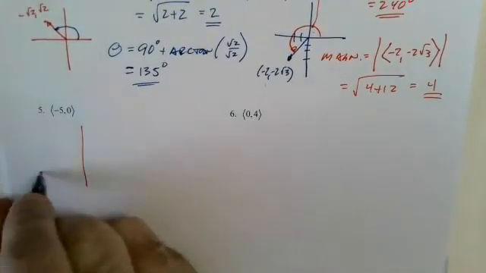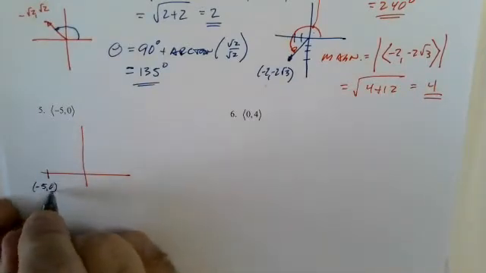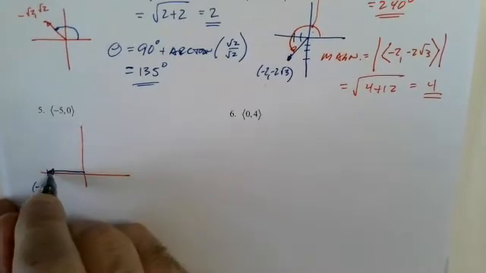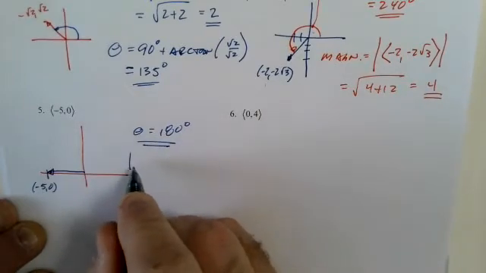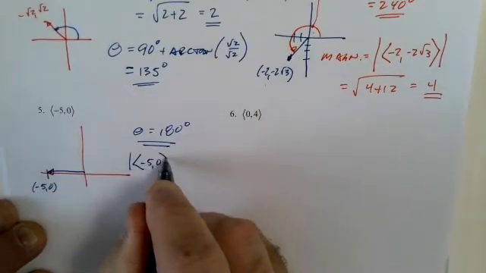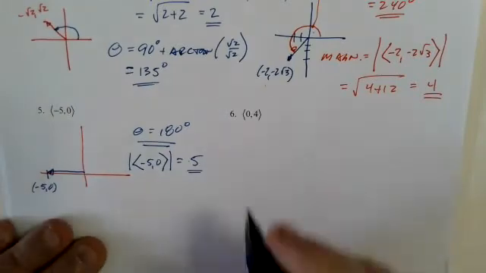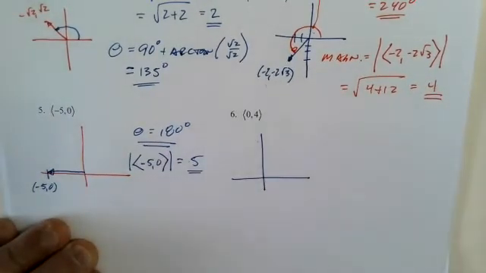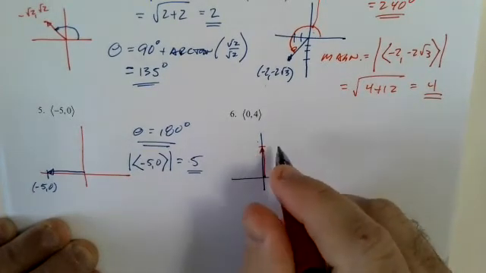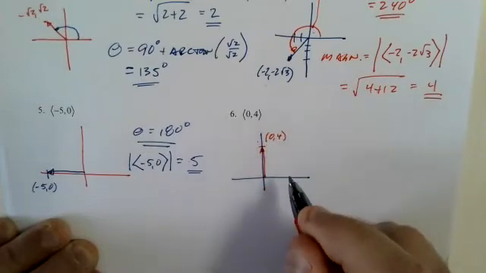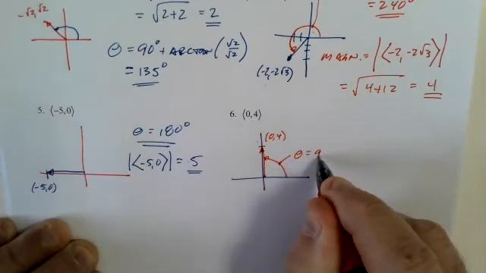All right, so got an easy one here, which is nice. Right out here at (-5, 0), so the vector is right there. So theta is 180 degrees. And the magnitude of (-5, 0) is 5. Nice, get an easy one. Oh, cool, another easy one. So we go right up here to (0, 4). Theta equals 90 degrees.